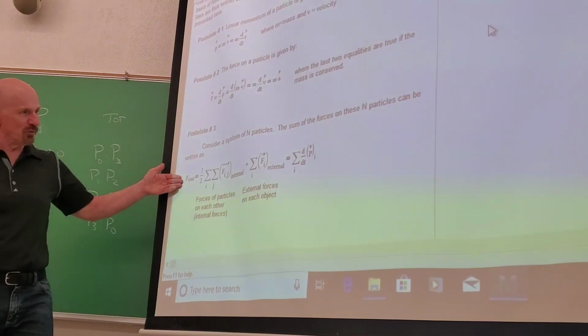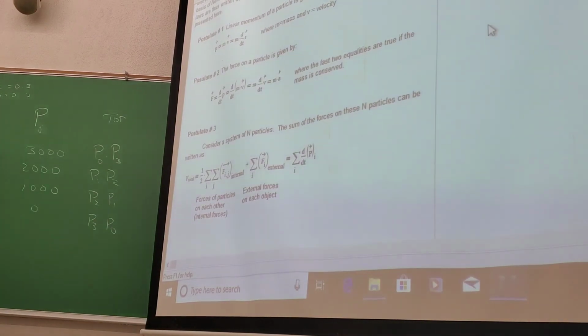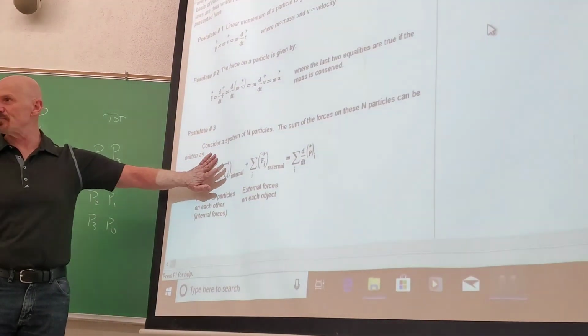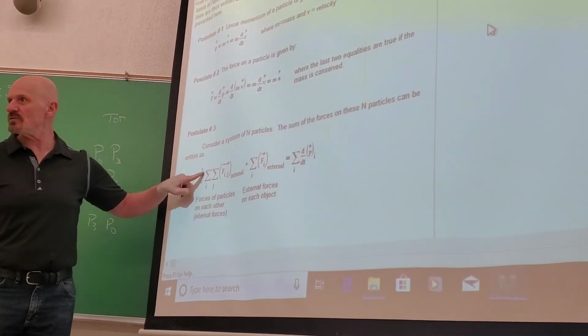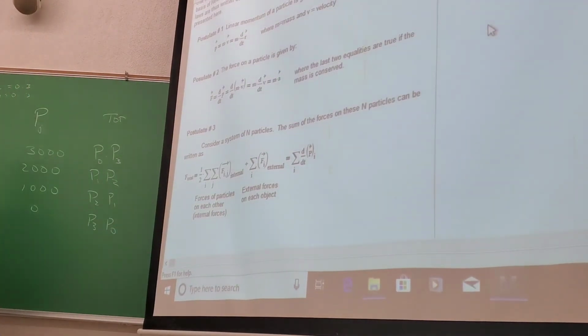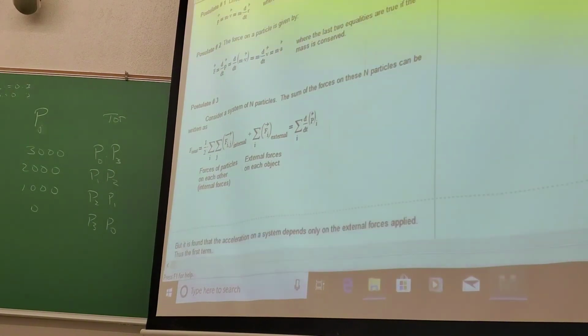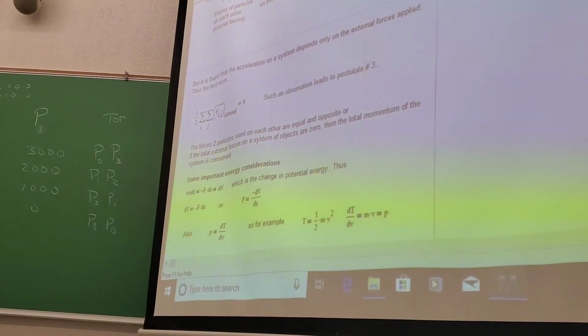And that, of course, by the second law is the derivative of momentum with time. The sum of the internal forces is 0. That's the third law: that term is 0, not necessarily the other term. So it has to be just particles within themselves with no external forces. So here we find the acceleration of a system depends only on the external forces applied.